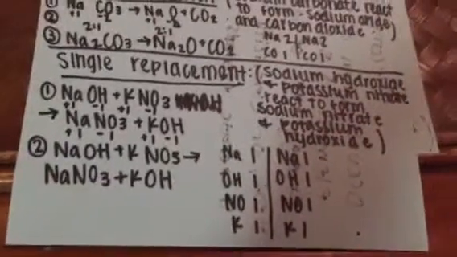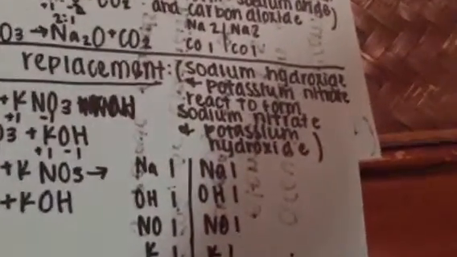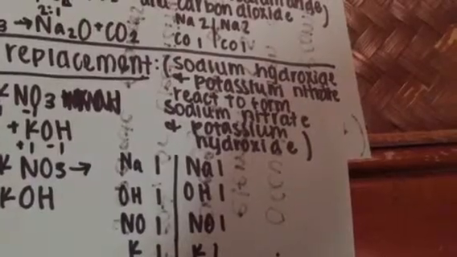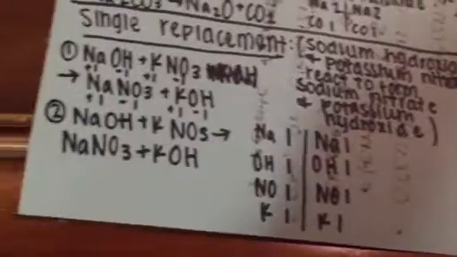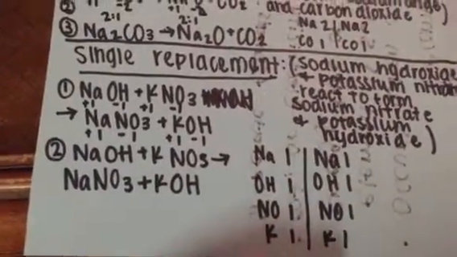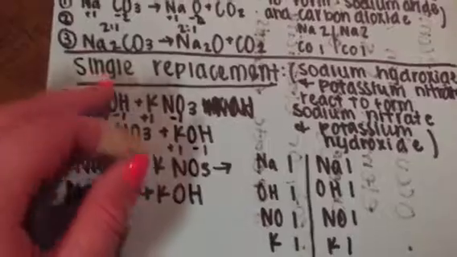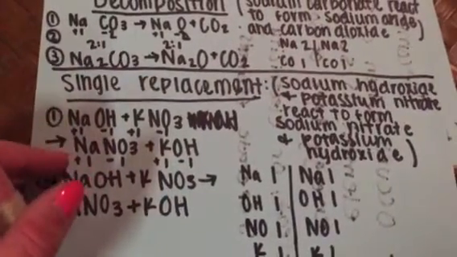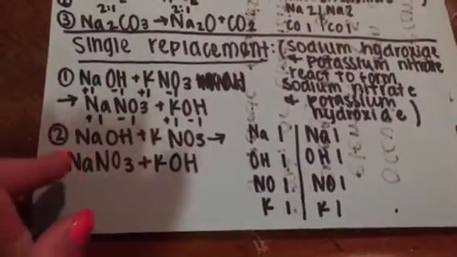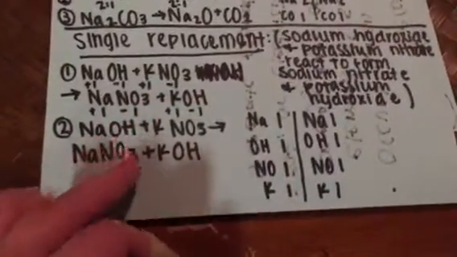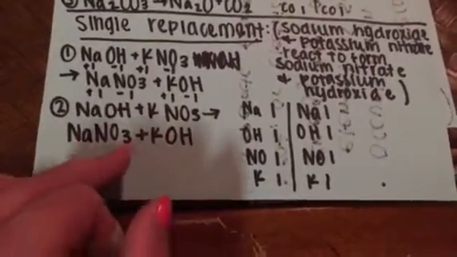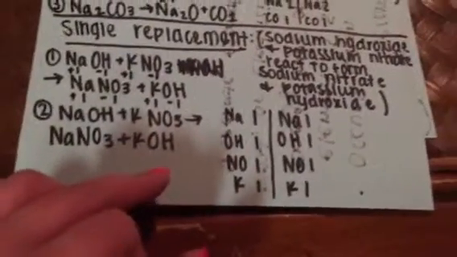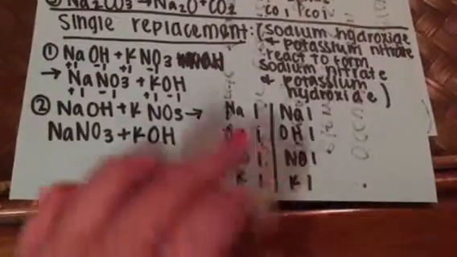And then single replacement. Sodium hydroxide and potassium nitrate react to form sodium nitrate and potassium hydroxide. I look at my periodic table, and I get all the charges and letters, and then I see if there are any ratios, and it's all 1-to-1 ratios, so I don't need to put any subscripts in there. And then it's all balanced, so there's nothing to change.